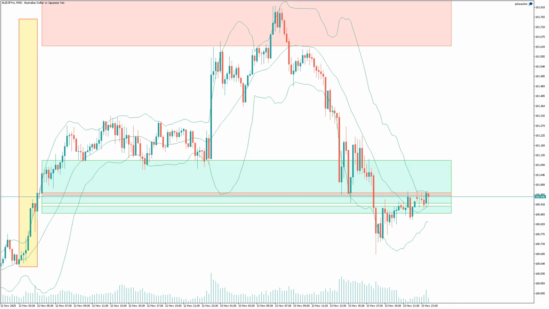Today, we're focusing on the AUDJPY, examining its short-term dynamics across the 15-minute and 1-minute timeframes. Our goal is to provide you with clear signals and future price trends.